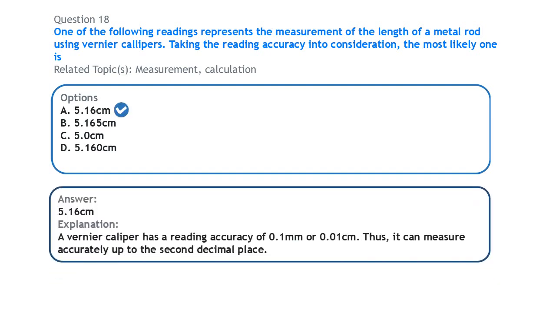The reading accuracy of a vernier caliper is 0.1 millimeter or 0.01 centimeter. What that means is that the vernier caliper can measure up until 0.0x centimeter. So it can measure up until, say, 0.01, 0.02, 0.03. Now, looking at the options that we have here, this is 5.160. That is even more than 2 decimal places.